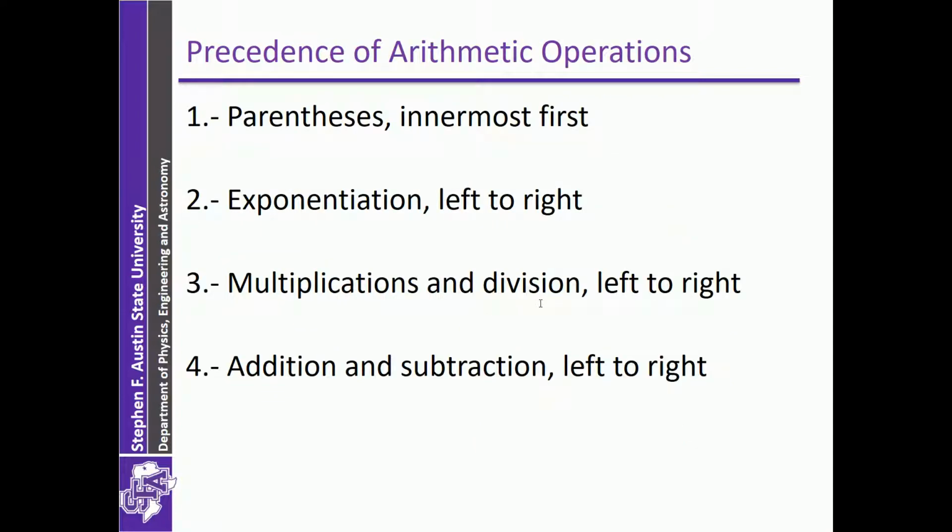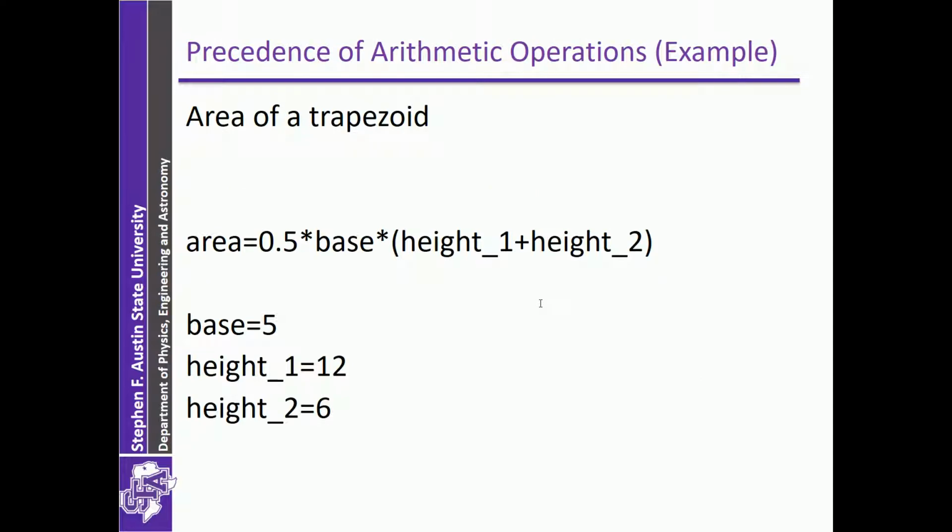In terms of arithmetic operations, the way it works is like this. Parentheses start from the innermost first. Exponentiation goes from left to right. Multiplication and division go also from left to right. And addition and subtraction go also from left to right. Okay? So for example, I'll give you a really quick example.